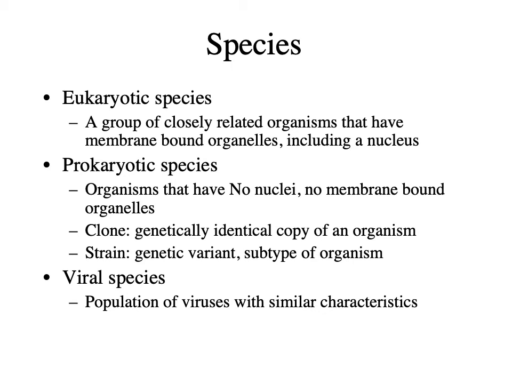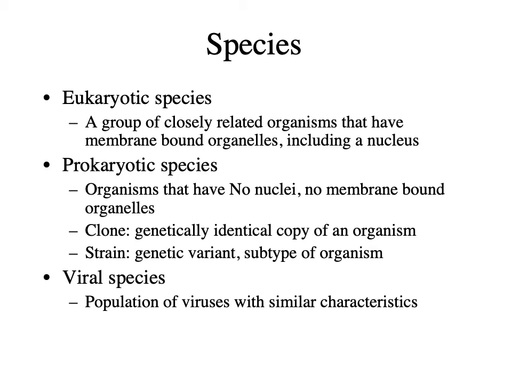Let's compare and contrast 3 important species that we are going to consider in microbiology. Now remember, the eukaryotic species is a group of closely related organisms that have a true nucleus. They also have membrane-bound organelles. The prokaryotic species do not have a nucleus. They also do not have membrane-bound organelles.